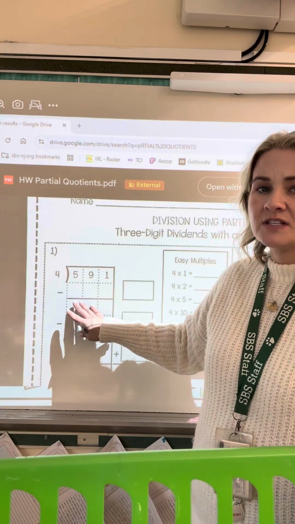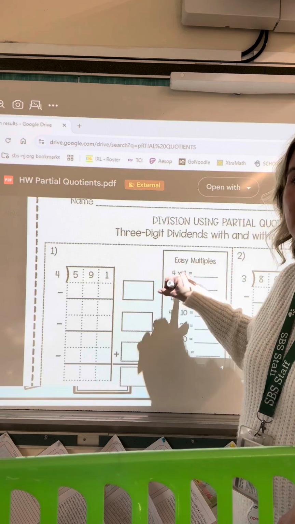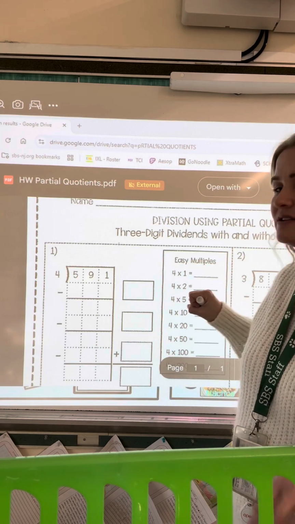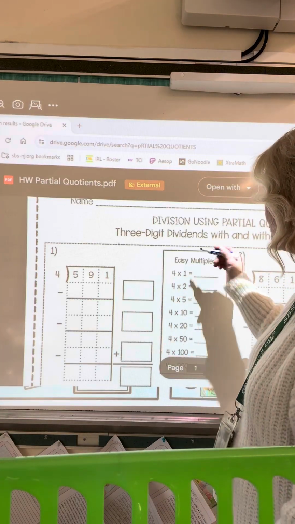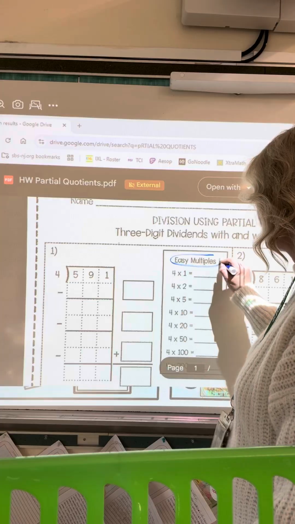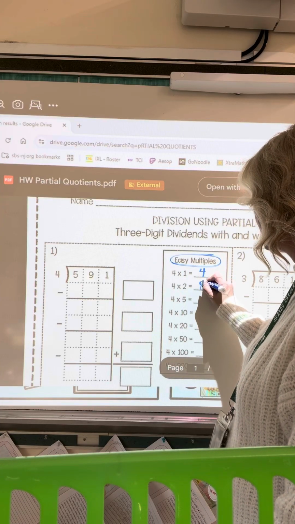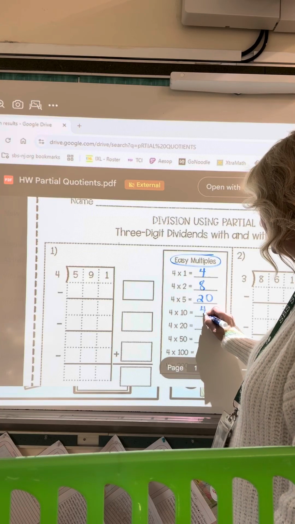Before they even begin this problem, over to the right here, we have something called easy multiples. They have us working out these problems to see if we can pull some of these multiples in these products to help us with this division problem. So the first thing they should do is fill out our easy multiples side. So 4 times 1 is 4, 4 times 2 is 8, 4 times 5 is 20, 4 times 10 is 40.